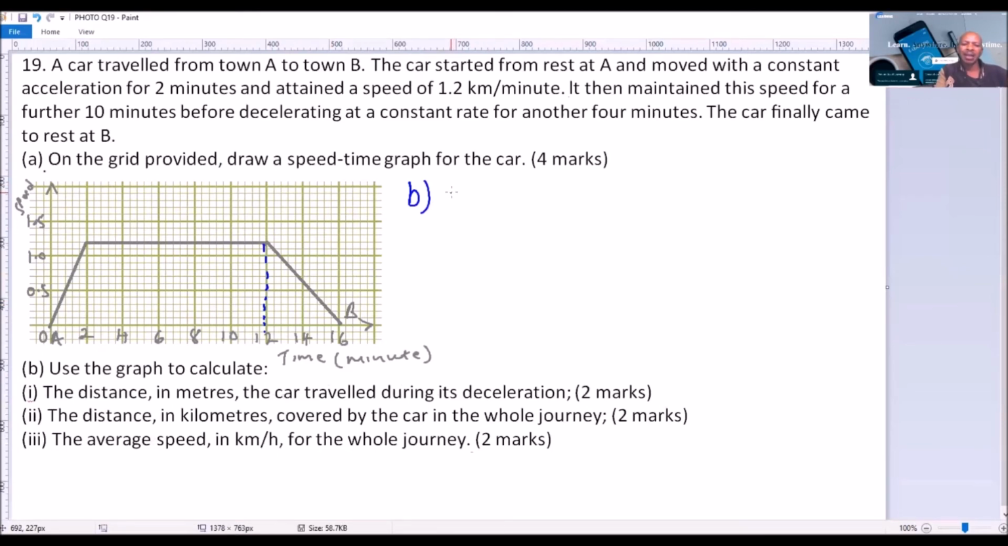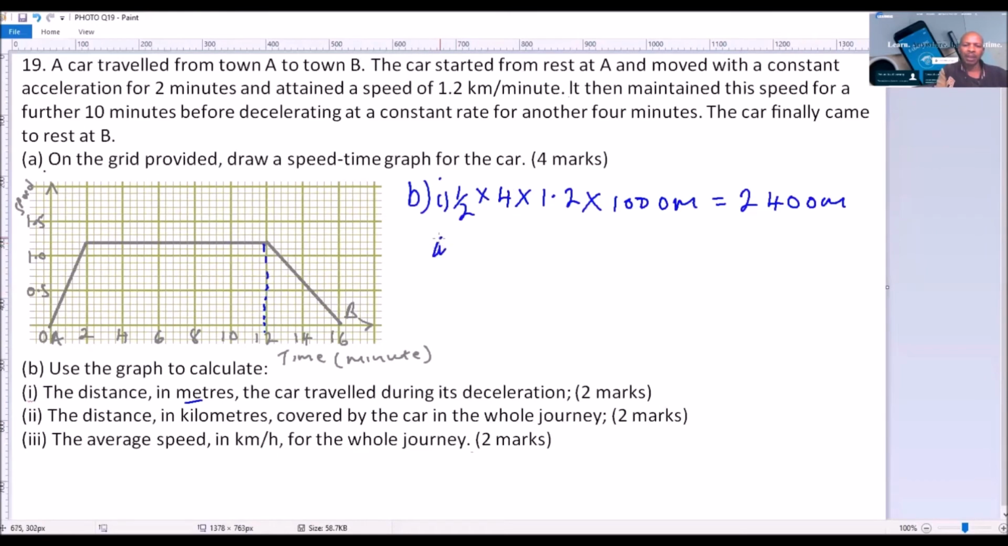So we get the area of that triangle, which is a half multiplied by base, which is 4, multiplied by height, which is 1.2. And note, because we are told to work with meters, and we had our speed in kilometers, we multiply by 1,000 to convert that to meters. When you work that out using your calculator, you should get 2,400 meters. From there, that is our Roman number 1.